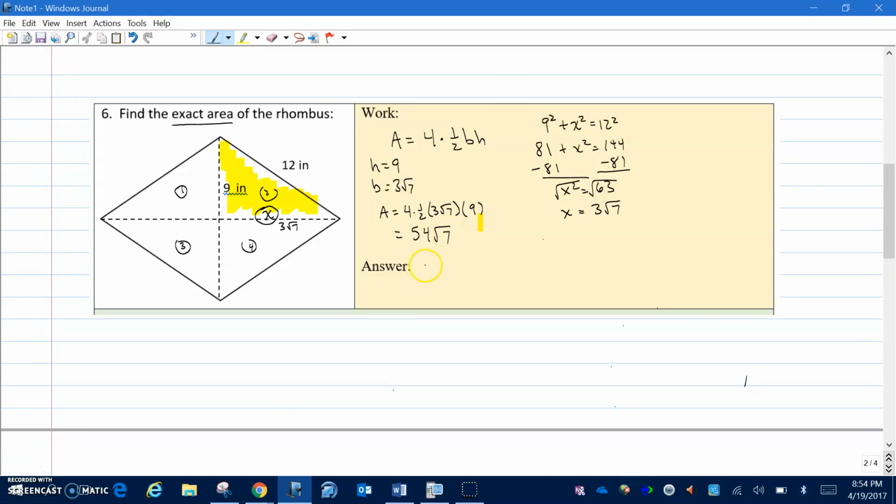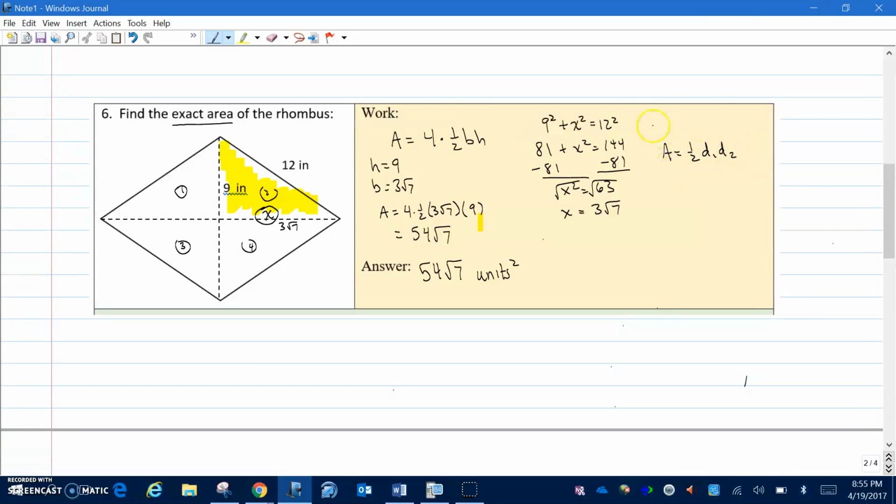So our answer on this one is going to be 54 root 7, and we look for units again. No units are listed, so we're going to say units squared. Now, the other approach uses a formula for the area of a rhombus. Area of a rhombus is 1/2 the product of the two diagonals.